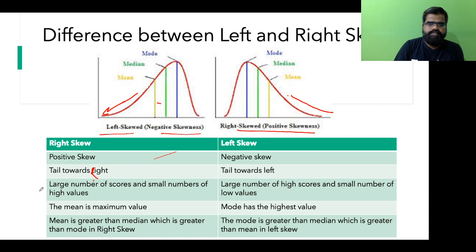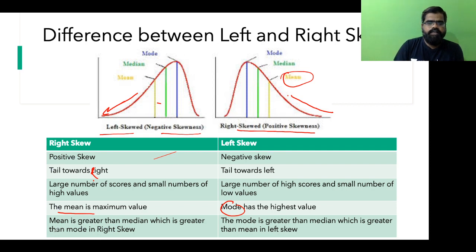Okay. Second difference is, a large number of low scores and a small number of high values. Here, just, it is opposite in left skewness. It is a large number of high scores and a small number of low values. In right skew, the mean is maximum, which was the question. And in left skew, mode has the highest value. You can see mode has the highest value.